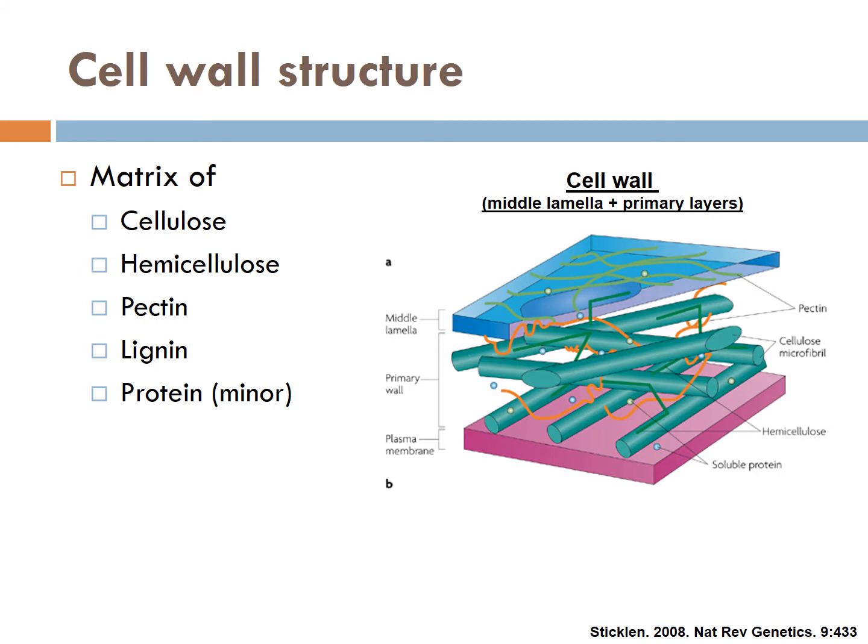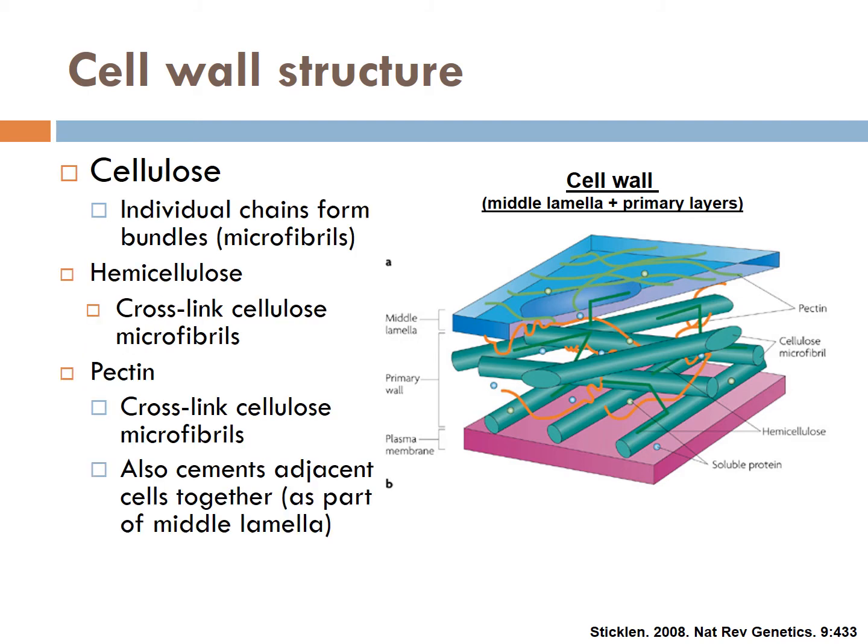To begin with the cell wall structure, we see the cell wall is a matrix of cellulose, hemicellulose, pectin, and lignin. Protein is a more minor component. The figure at right shows the structure of the cell wall, including the middle lamella and primary layers. Cellulose is in a dark green. Individual chains of cellulose form bundles, which are the microfibrils we see in the figure. These microfibrils run on top of each other. We see hemicellulose in a slightly lighter shade of green. This runs between and cross-links the cellulose microfibrils, providing strength to the cell wall.